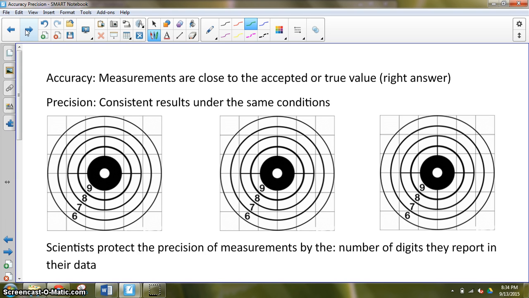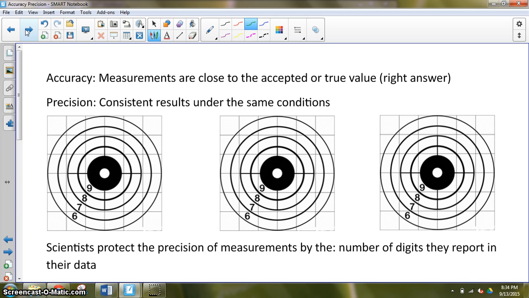Accuracy is when a measurement that is taken is close to the accepted or true value. Think of that as getting the right answer. When you're accurate, you did it right. Precision describes when you get consistent results under the same conditions. So if someone was doing a repeated lab experiment and taking a certain mass of a sample and they consistently got similar results in that procedure, that would be precise measurements.